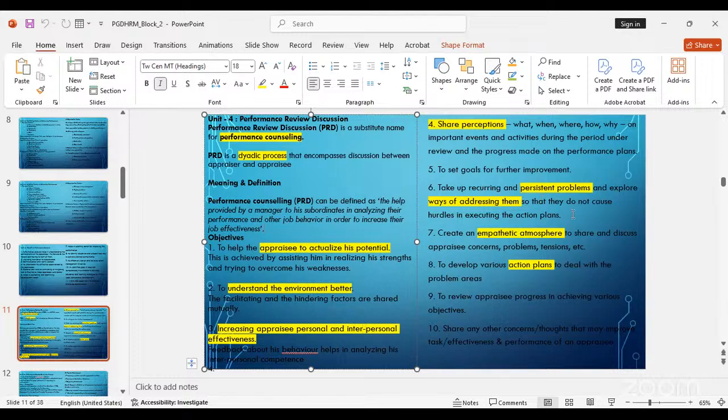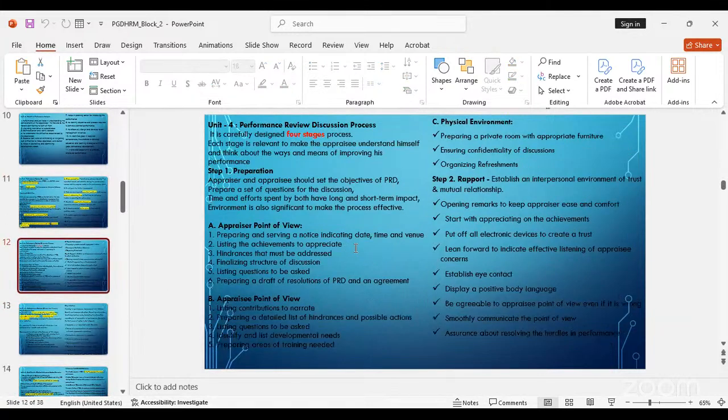better performance. This also helps in creating an empathetic atmosphere among the employees, among the peers. So they share and discuss the major concerns, problems, tensions, and come up with better solutions to address these challenges. To develop various action plans to deal with these problems. To review the appraisee's progress in achieving various objectives. Any other concerns can also be shared during these discussions to improve the effectiveness and efficiency of performance.